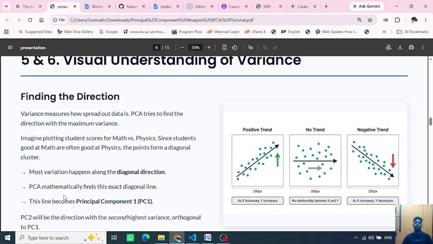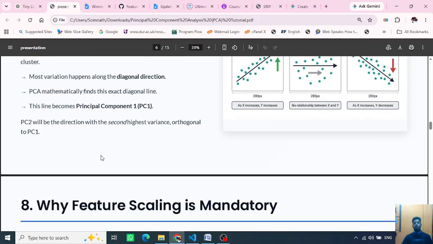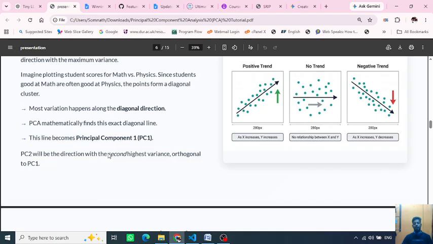PCA mathematically finds the exact diagonal line, and this line becomes the principal component, PC1. PC2 will be the direction with the second highest variance, orthogonal to PC1. So this is the way PCA works.